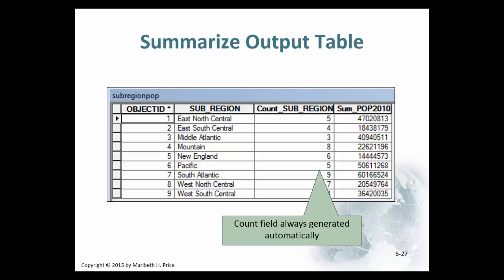The computer searched through all the records looking at the subregion field. It combined all those with the same values in those fields. It counted how many records were found for each different subregion and summed up the total population for each different subregion.